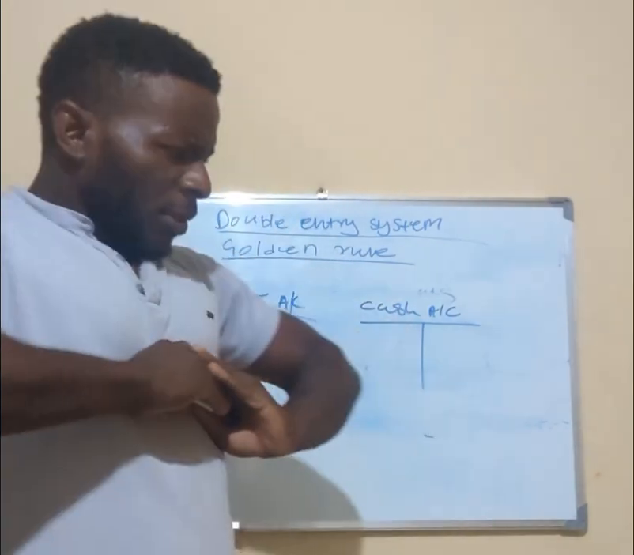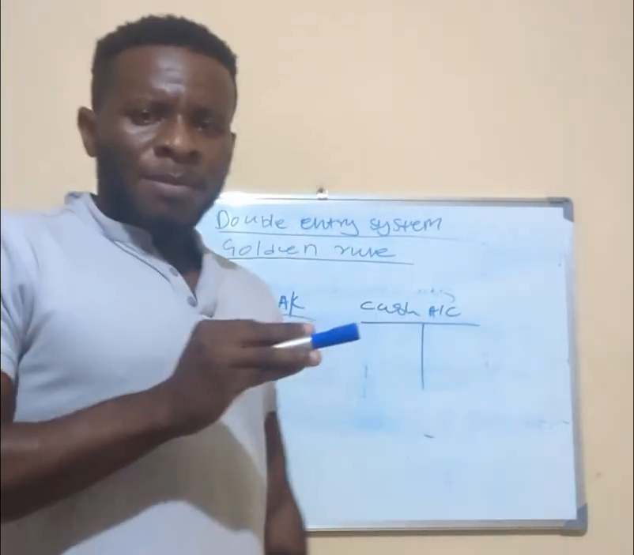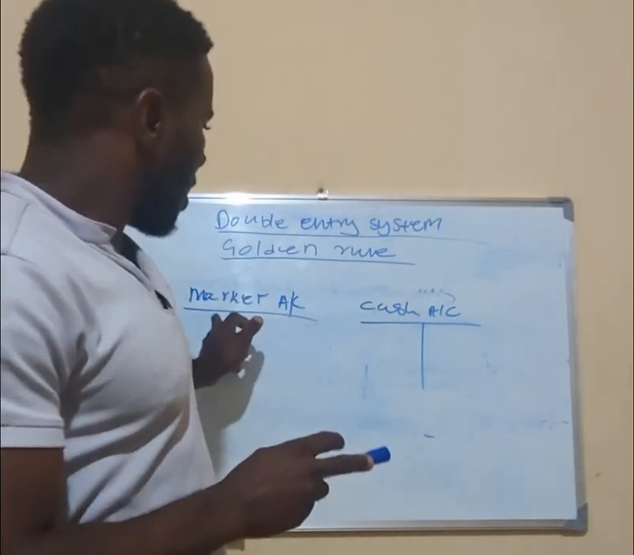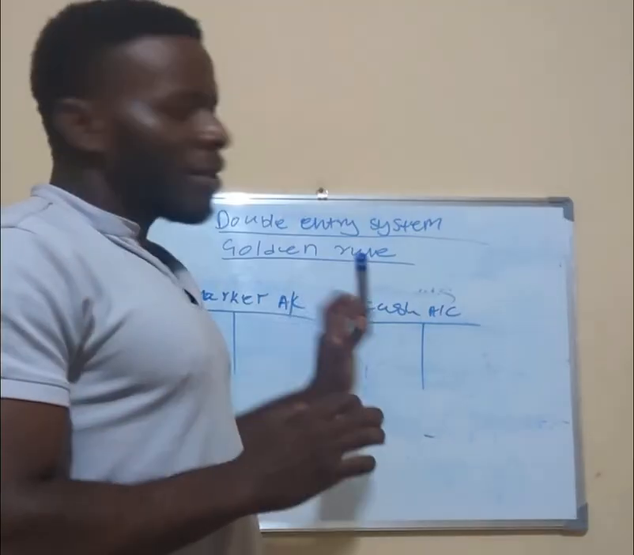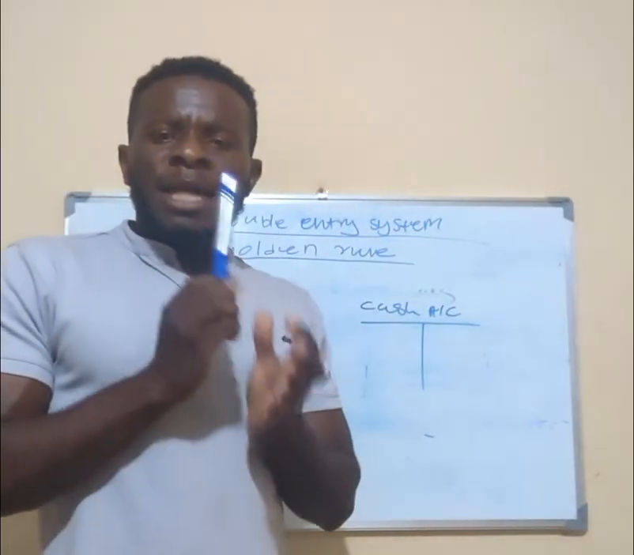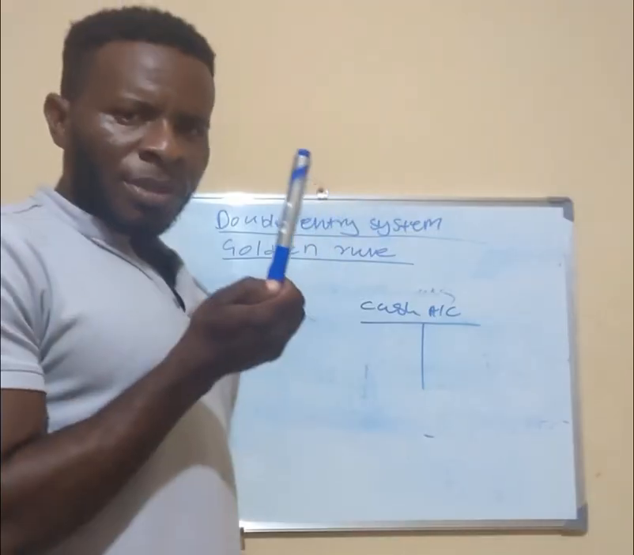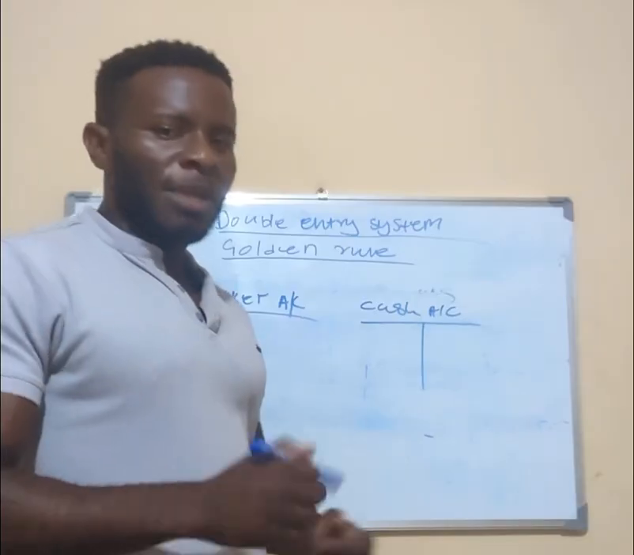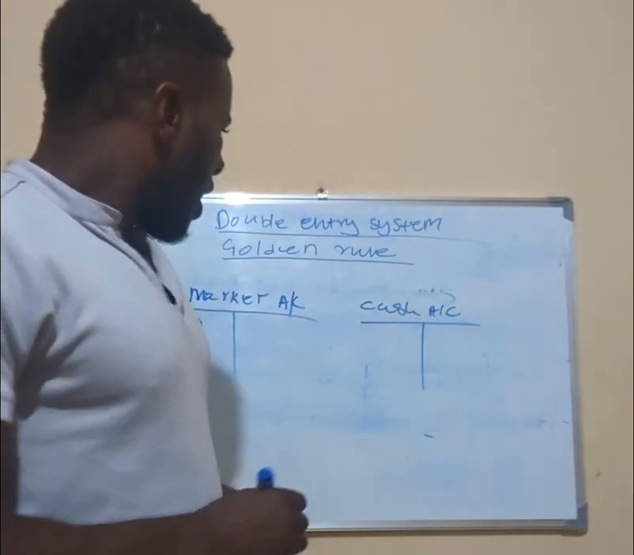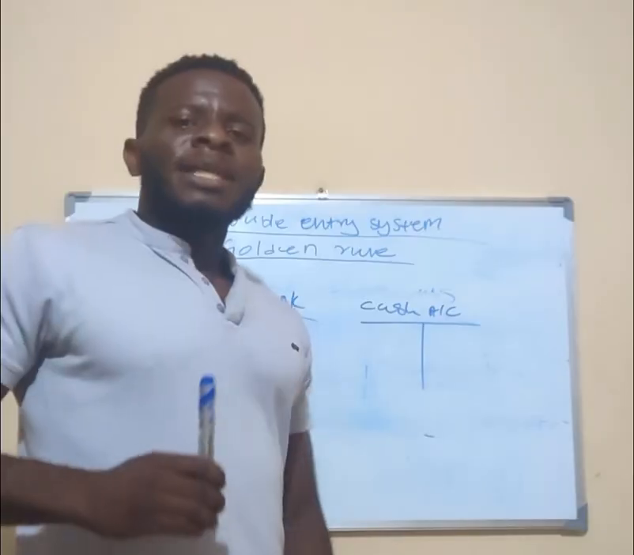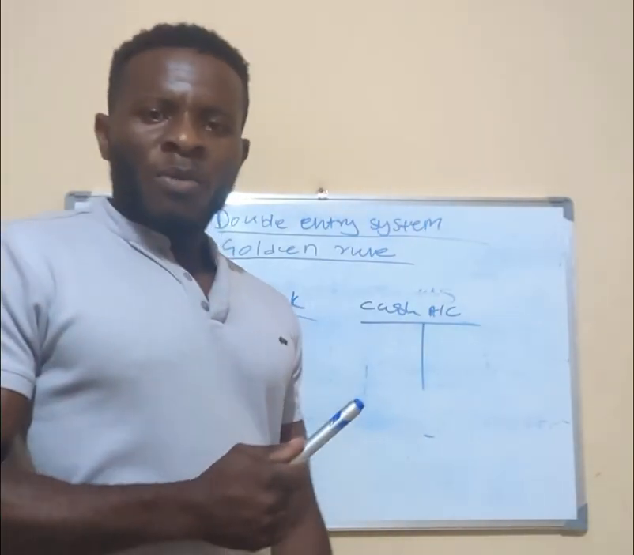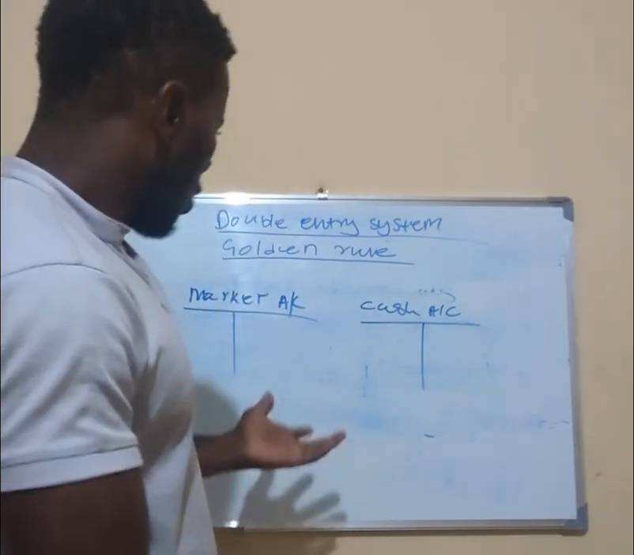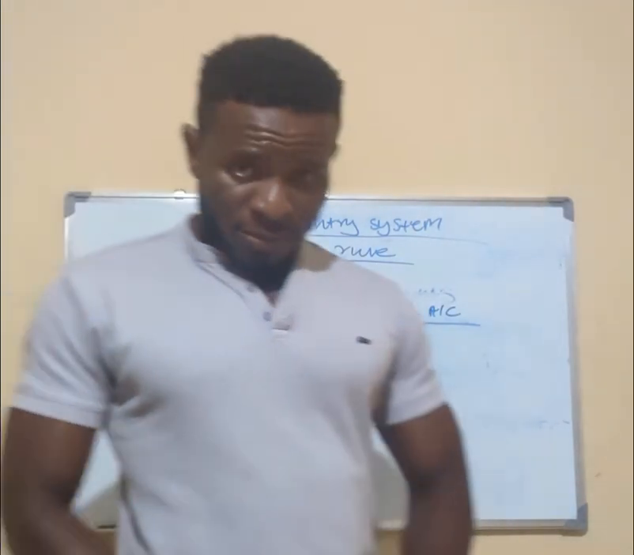So if I sell this marker by cash, there are two accounts, the marker account and the cash account. The account that has received the value of this item should be debited, and the account that has given this item should be credited. So we'll talk about that in detail.